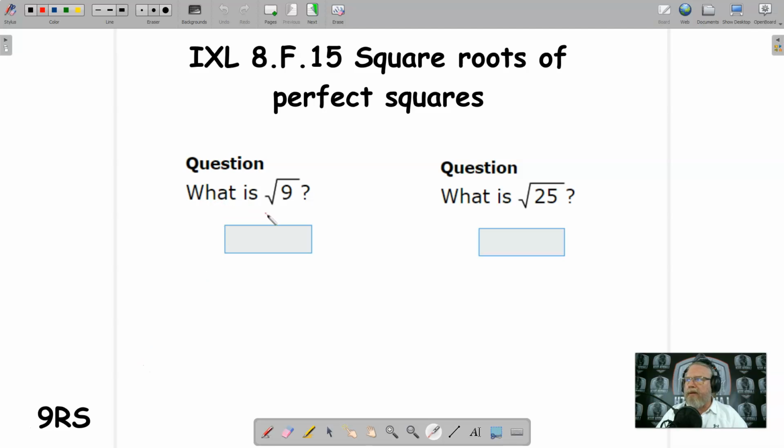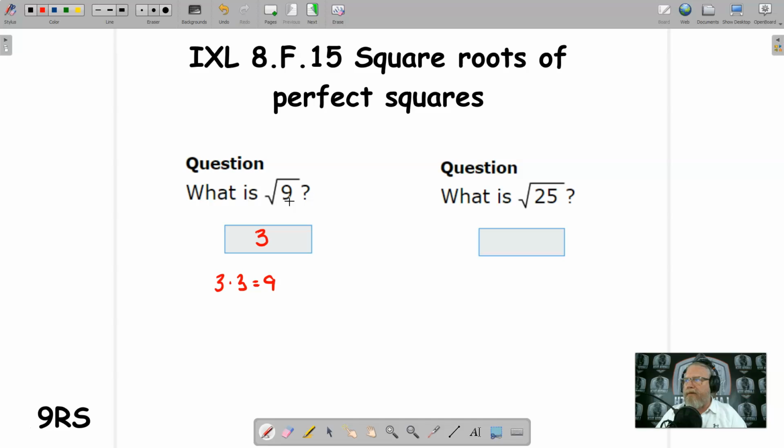Alright, so square roots. Whenever we talk about the square root of a number, we consider the number that's underneath the radical sign. We call it the radicand. The number that's underneath the radical symbol is called the radicand. So we need to find a number that if it's multiplied times itself would equal this number. In this case, we know that 3 times 3 equals 9, so therefore the square root of 9 equals 3.